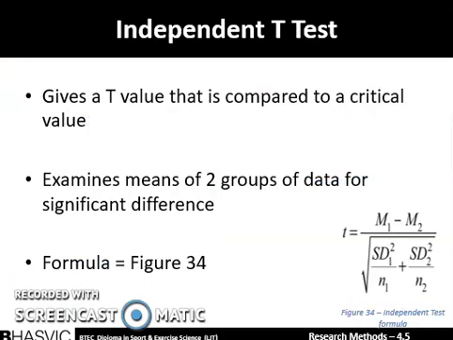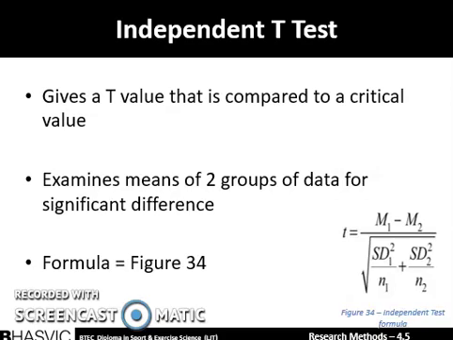Independent t-test. The independent t-test gives a t-value, same as the dependent t-test. However, this time the test is looking at the mean and standard deviations of the two sets of data values. The formula that is used to complete this test can be seen in figure 34, where the M1 and M2 values are equal to the mean values of dataset 1 and 2, and this is then divided by the square root of the standard deviation of dataset 1, squared, divided by the number of participants in group 1, plus the standard deviation of group 2 squared divided by the number of participants in group 2.